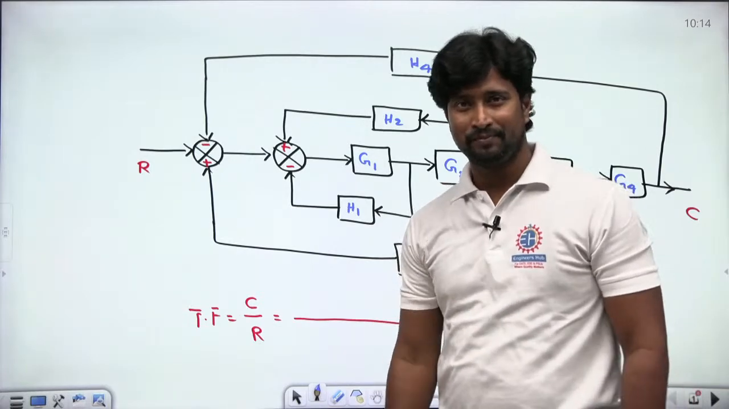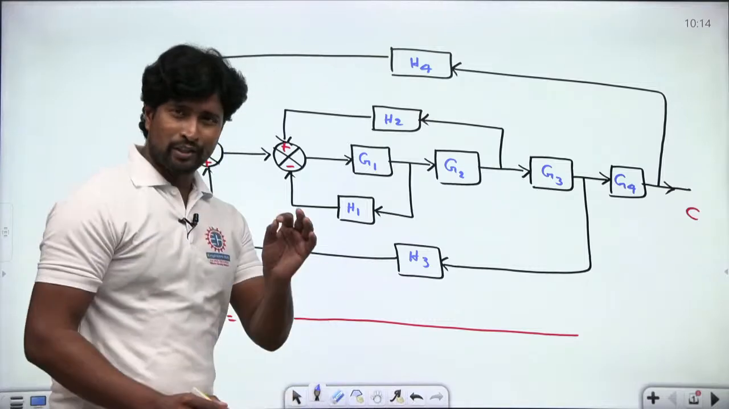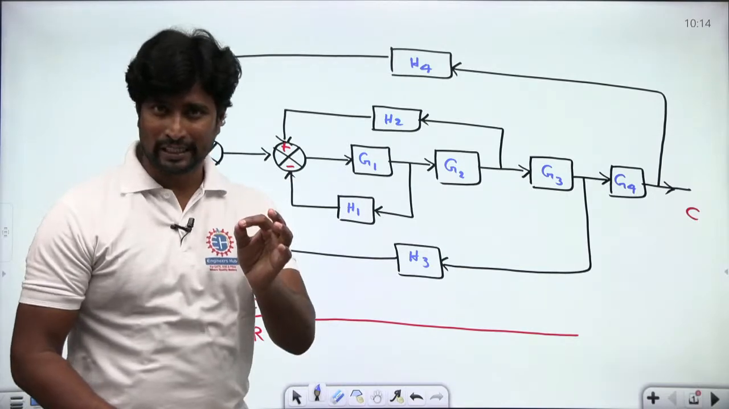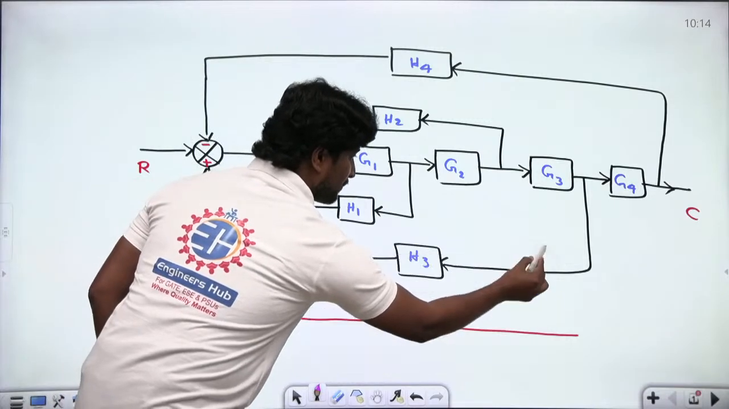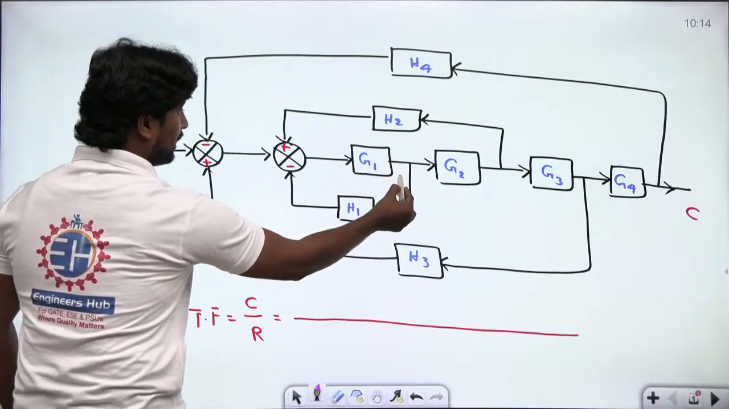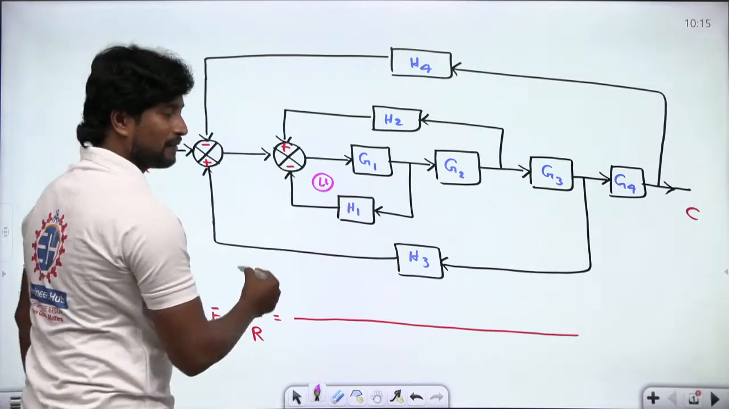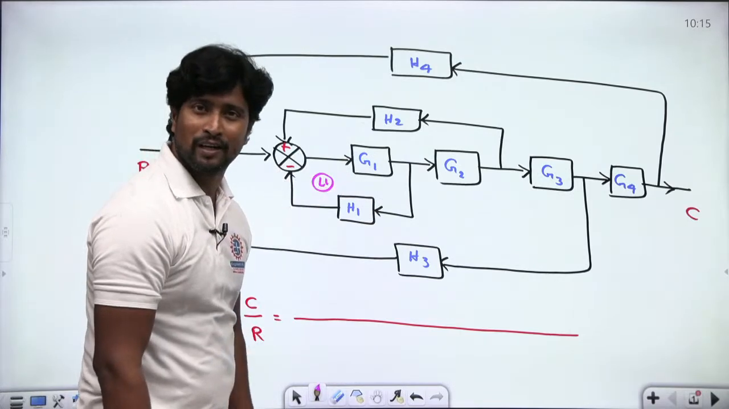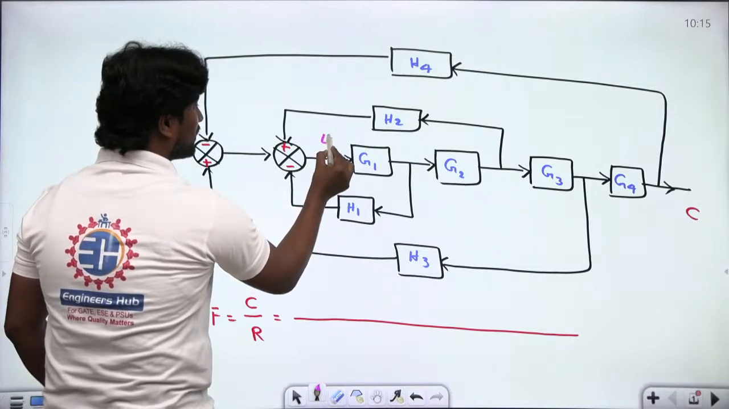Now I will show you. It's very, very simple. Guys, see carefully. The first task is to identify the loops. Guys, tell me, how many loops are here? See carefully. See, G1 and H1. Looks like one loop or not? Are you clear? G1 and H1 looks like one loop or not? And next, G1, G2, H2 looks like one loop or not?